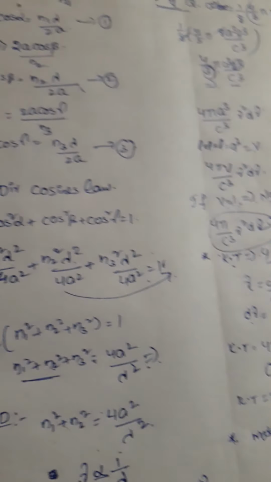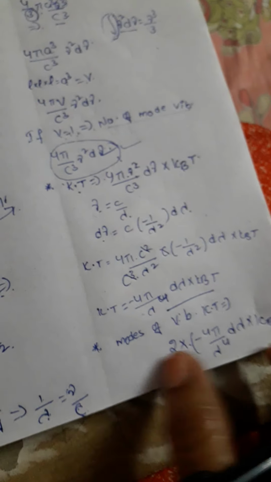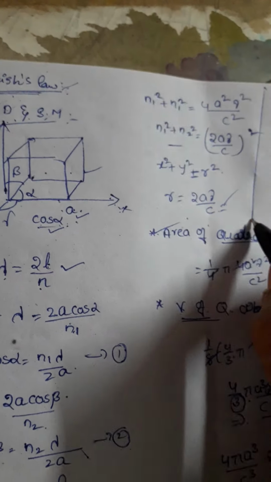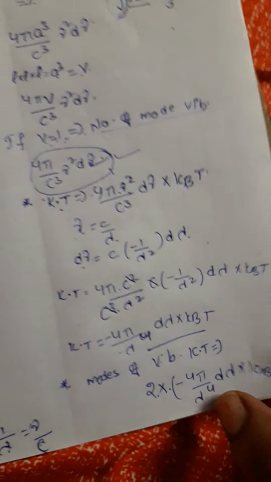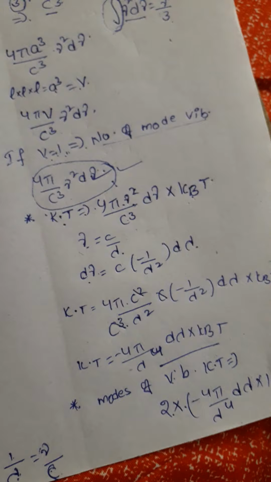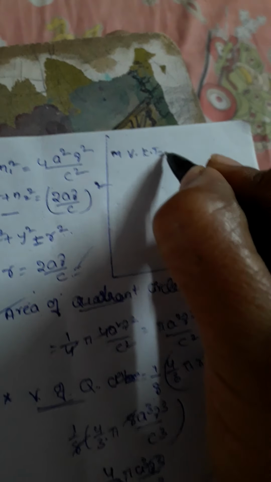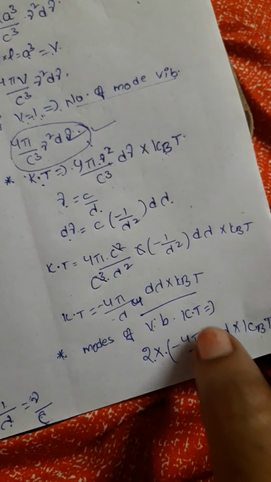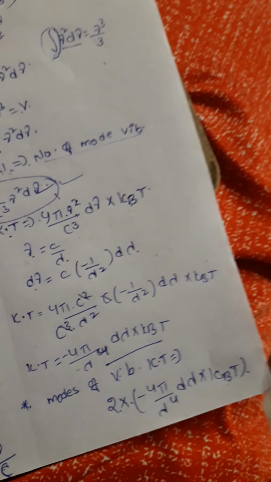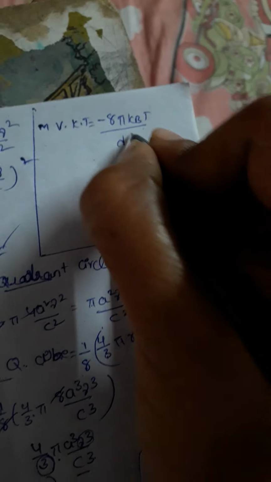Okay, now this one, how to write? The last step, modes of vibrations of kinetic theory equals, what is that? 2 twos are 4, 4 twos are minus 8 π kBT by λ power 4 into, which one is left? dλ.